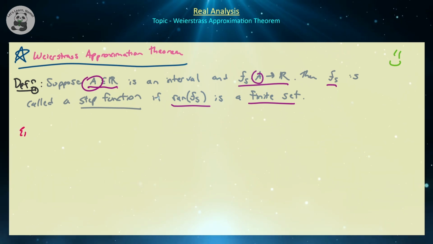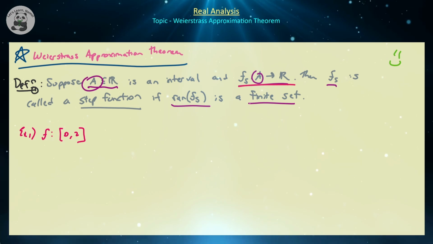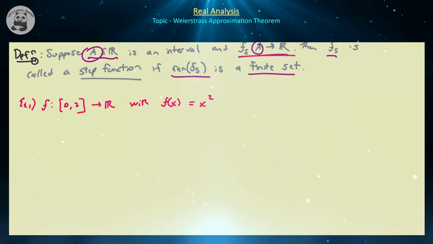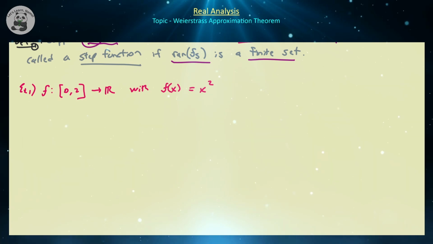So let's look at a very basic example to show how a function is or is not a step function. Let's assume that we're going to map the closed interval 0 to 2, so we've satisfied the first assumption that we have an interval as our domain. And let's assume it maps to the set of real numbers, and let's assume we choose our mapping f of x to be equal to x squared. So is this function a step function?